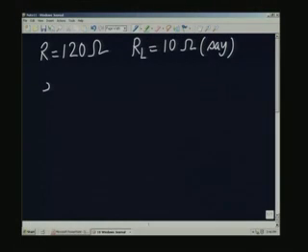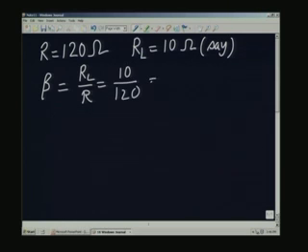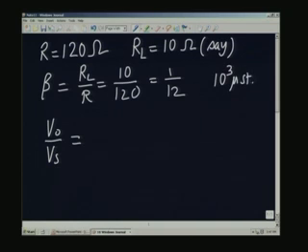So, we can determine the value of beta, which is nothing but RL by R, which will be 10 divided by 120, which will be 1 over 12. So, now I can determine V naught by V s for the same case we studied in the first case, that is 10 to the power of 3 microstrains. This is the epsilon A given. So, for this case, and also the voltage V s is 5 volts.